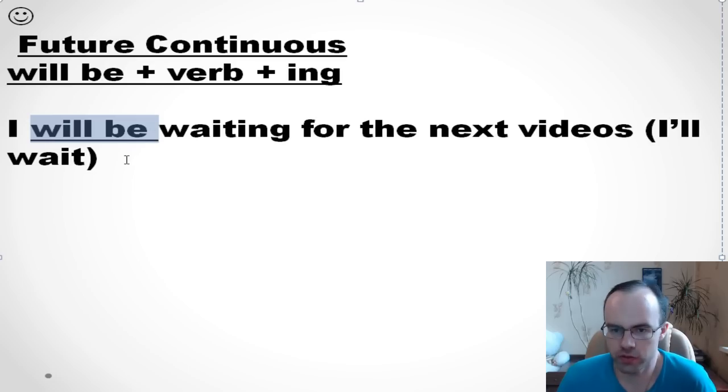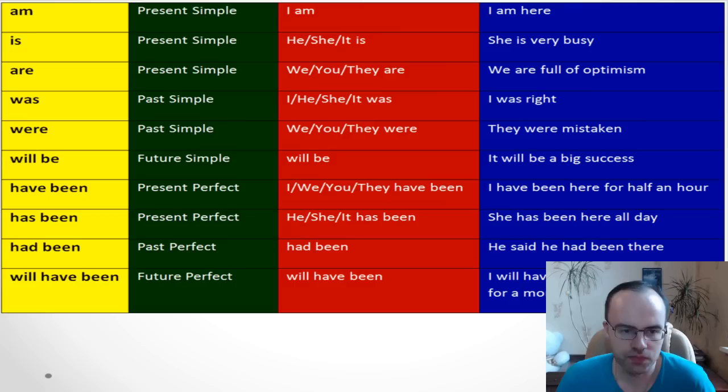If it's really important for you, if you really want to emphasize that, you can say I'll be waiting for the next videos, so I really want it to happen. If you say I'll wait for the next videos, it's also possible, but it's just a single action, so it doesn't show that you really want it. But in this sentence, we really see it's so important for me, I really want it to happen, so I'm really waiting for it with impatience, okay? I'll be waiting for the next videos. Good.